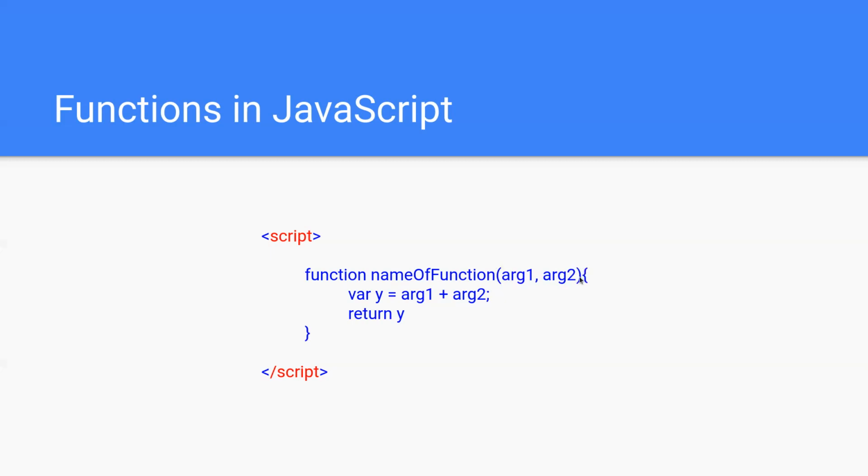Next, there will be curly braces inside which you have to define the operations that happen when this function is called. So this function is a very basic function which will add the two arguments and return its value. So whenever you want to run this function, you write the name of the function followed by the arguments, like name of function 2, 3, and that will return to you 5. So these are functions in JavaScript. So let's see a function in action.